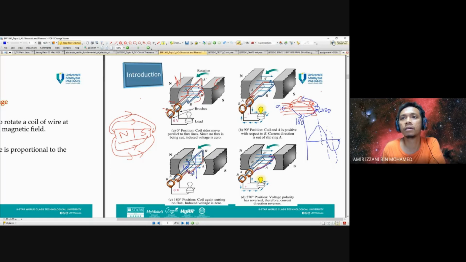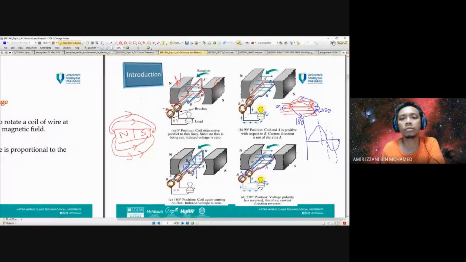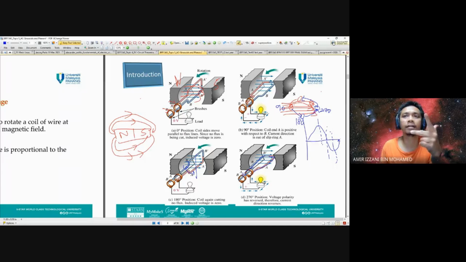How to determine the current flow? I think you learned this in high school, maybe matrix or STPM. I think it's high school physics. Any rules you can think of? Any hand rule? Left hand Fleming's rule relates to force. The other one, the right hand grip rule. This is the magnetic field direction, and this is the direction of current.